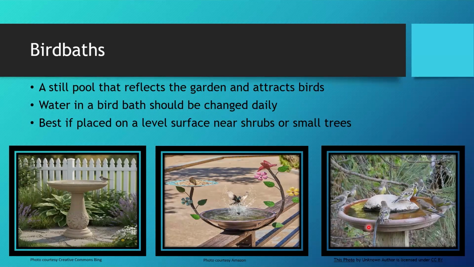All types of water features should be placed on a level surface. And it's also really helpful if you place them near a shrub or small trees so the birds have places to perch and wait their turn to get a drink or a bath.